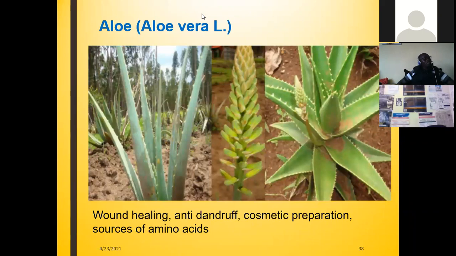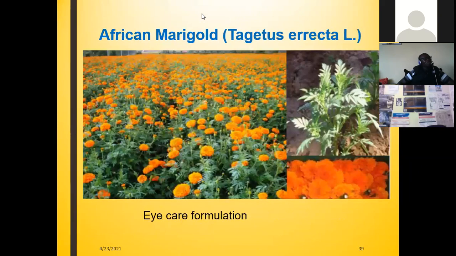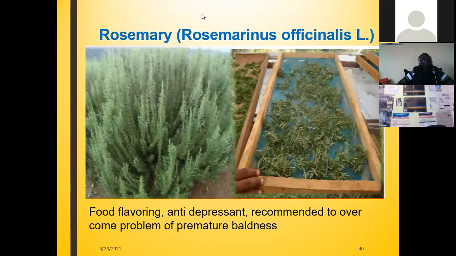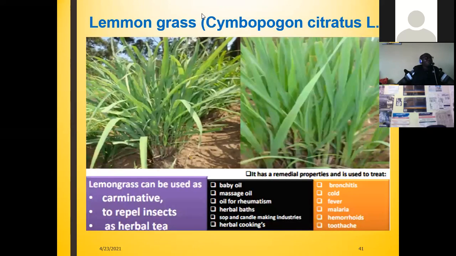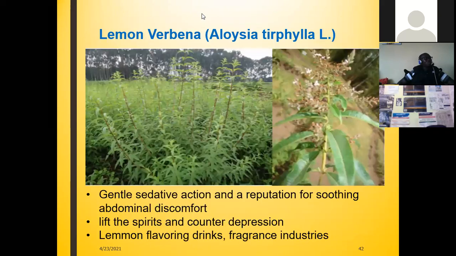Then we have the aloe plant, which is also important in wound healing, anti-dandruff, cosmetic preparation, and it is also a source of amino acids. The next plant here is African marigold, which has been found to be very important in eye care. Then rosemary. I think all of us have met this rosemary plant, which is used for flavoring our food. It is antidepressant and recommended to overcome problems of premature baldness, especially in men. We have lemongrass. Lemongrass also has a number of therapeutic advantages that are listed. Then we have another plant, lemon verbena, also very important.